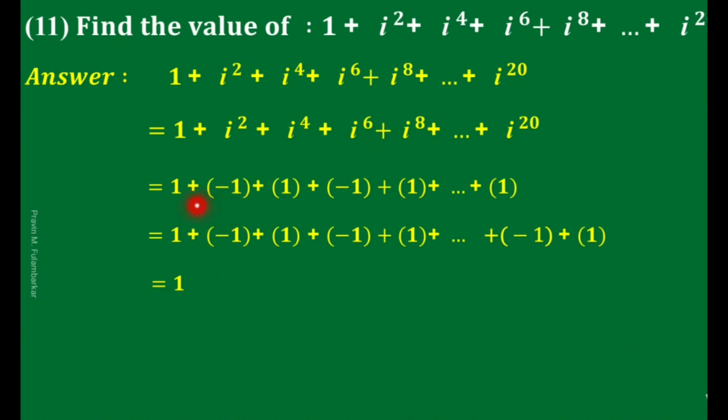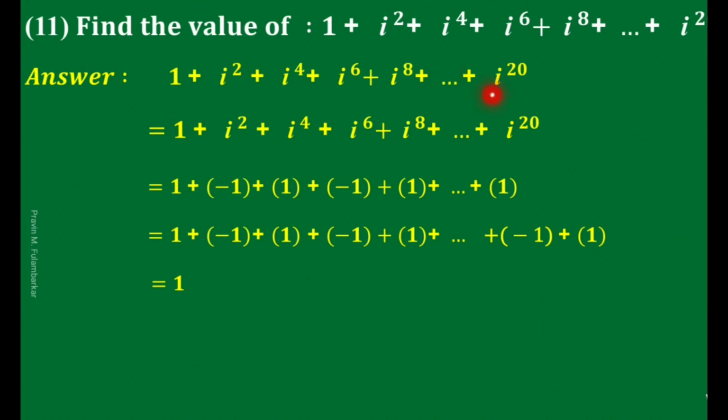Now if you observe the consecutive terms, plus 1 minus 1 plus 1 minus 1 plus 1 minus 1, and the last term is 1. The term before this 1, that is i raised to the power 18, has value minus 1. So the total number of terms is odd, and the first term is 1 and the last term is 1. So this plus 1 gets cancelled with minus 1, and the remaining value is 1.